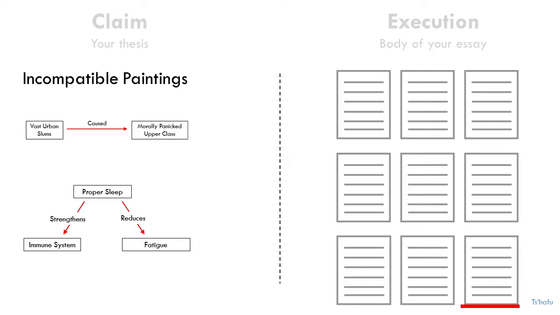Well, we can see, right, both of them are clear, but the problem is they're incompatible. At the top, we talk about urban slums causing moral panic, and at the bottom, we're talking about proper sleep, strengthening immune system, and reducing fatigue. Notice each part in and of itself is clear, but they do not belong together. They're incompatible. You cannot make sense of that.